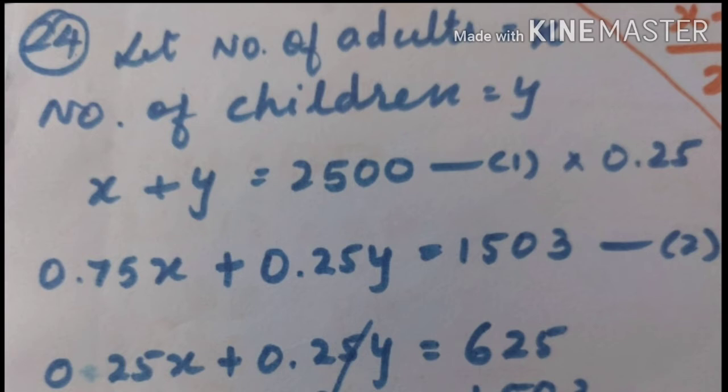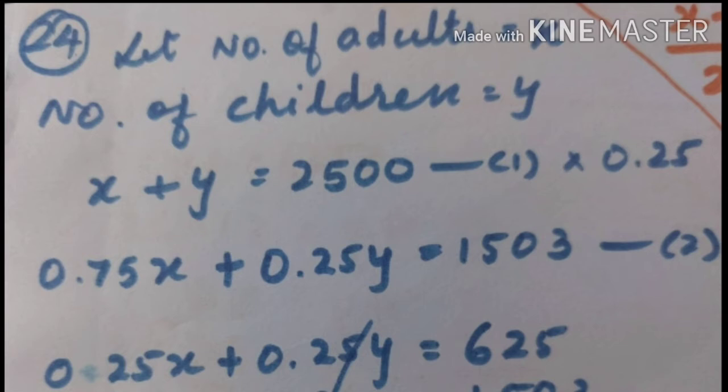So first of all, let the number of adults be x and the number of children be y. Here you want to find the number of children. So we take x as the number of adults and the number of children as y. Now it is written in the first line that the total persons going to the village fair is 2500. So total means number of adults plus number of children, that is x plus y is equal to 2500. This is our equation number 1.